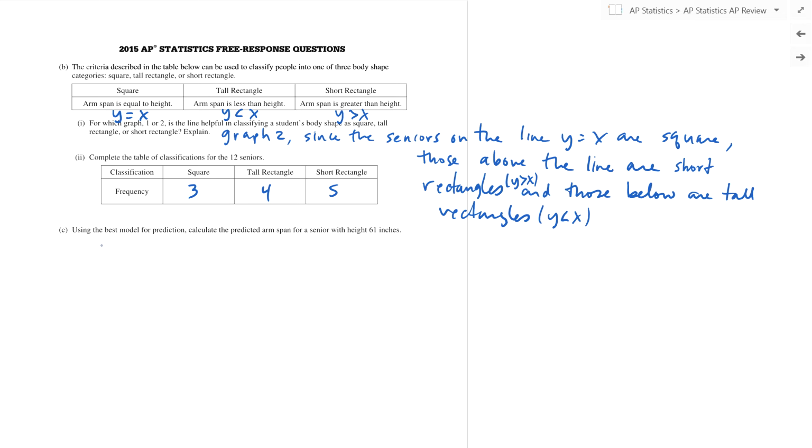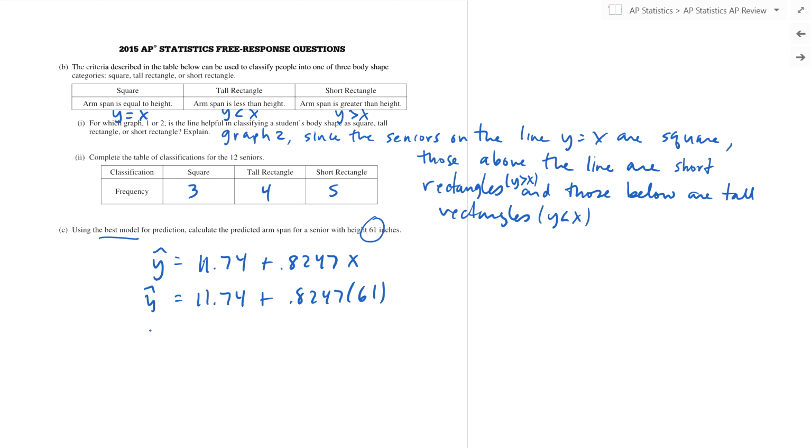Okay, and then using the best model for prediction, calculate the predicted arm span. So what's the best model? Well, the least squares regression line is the best model, which is y hat equals 11.74 plus 0.8247x, and with the height 61, 11.74 plus 0.8247 times 61, and that's going to be 62.05 inches. So make sure that you put units on there, otherwise you lose points. Okay. All right, there we go.